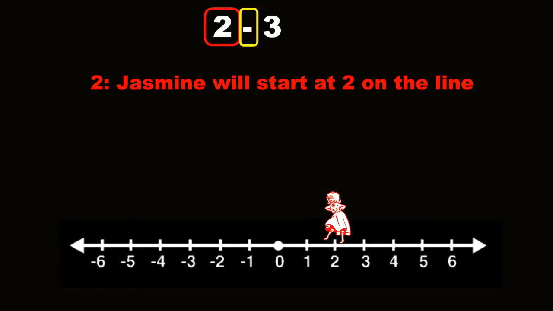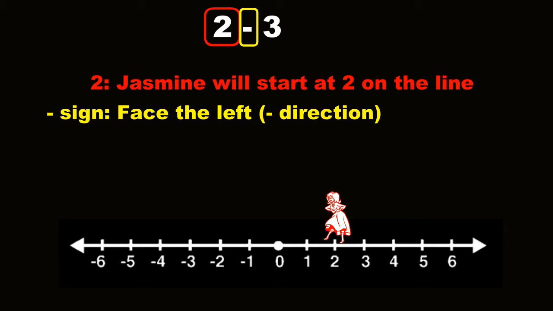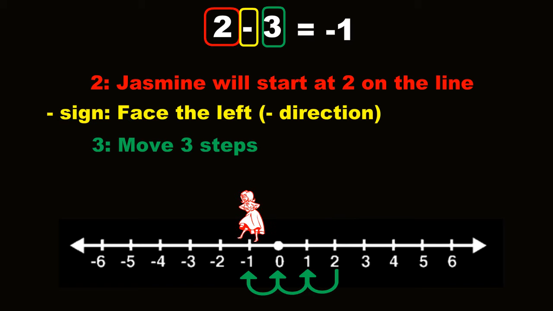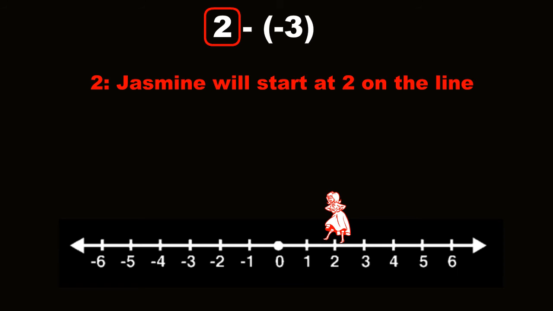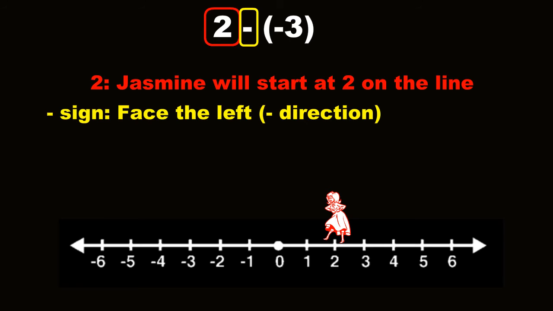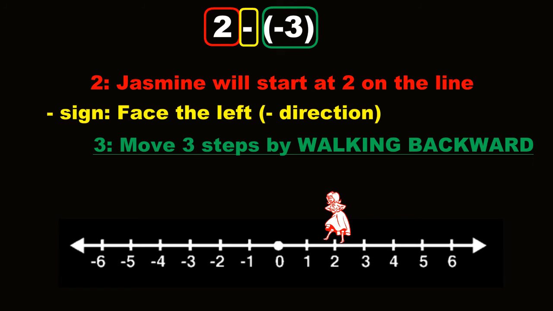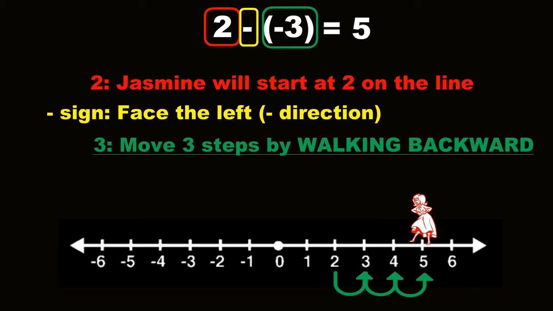Let's keep it moving. Now we will do a subtraction, 2 minus 3. First, Jasmine will start at 2. Next, because of the minus sign, she will face the left, which is also called the negative direction. Last, she will walk 3 steps in that direction and the answer is negative 1. In the next example, we will do 2 minus negative 3. Like before, Jasmine will start at 2 and then face the left. Guess what? Because the number we subtract is negative 3, she will walk 3 steps backward. The answer is 5. Do you get it?